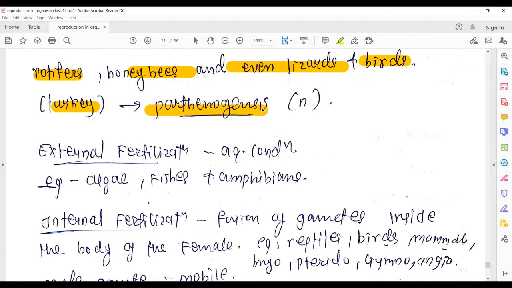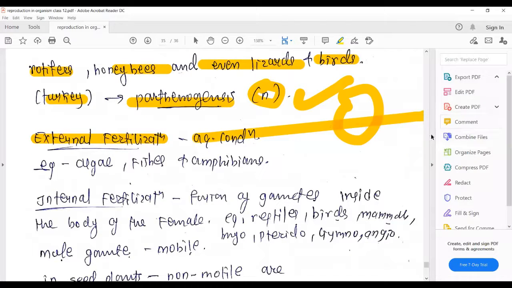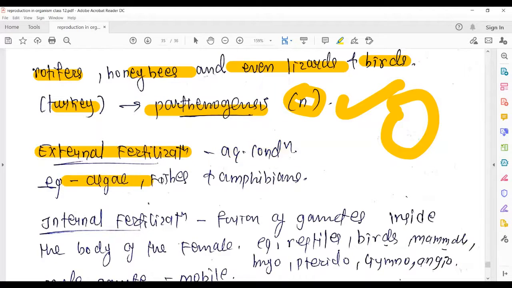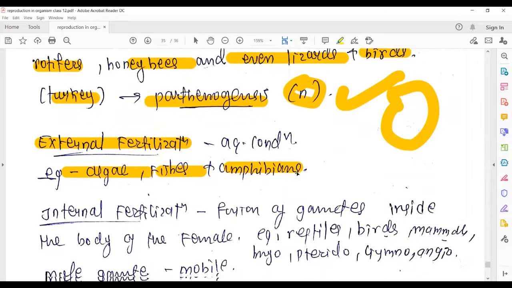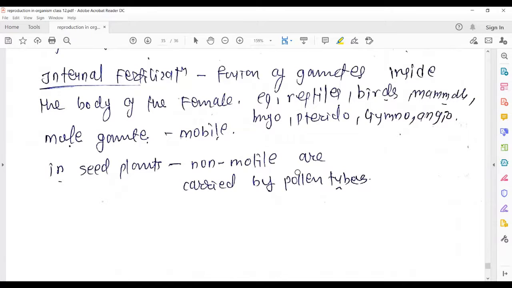They develop by the parthenogenesis process, and they are haploid in nature. Parthenogenesis means development taking place without fertilization, and normally the individual will always remain haploid because the egg itself develops into the haploid offspring. Now, external fertilization means aquatic conditions are required. Examples: algae, fish, amphibians. This is very clear because we had already studied the animal kingdom and structural organization in animals, when we talked about the frog in detail.